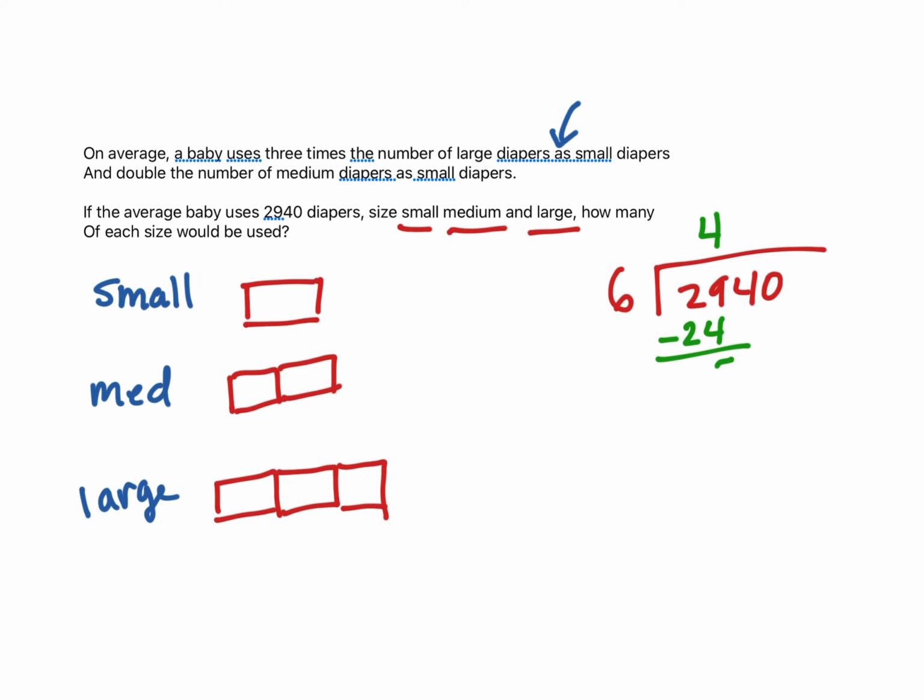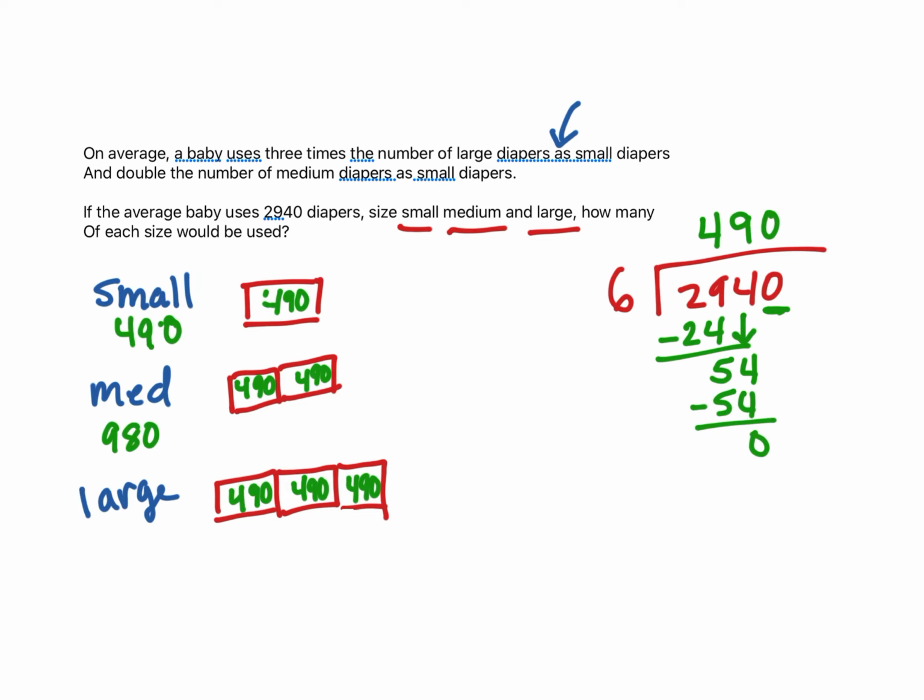So the small has 490 smalls. We would need twice that amount for the medium. So 490 plus 490 would be 980 diapers. And then 490 times, or added together 3 times, would be 1,470.